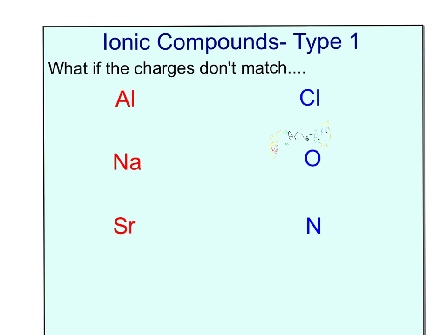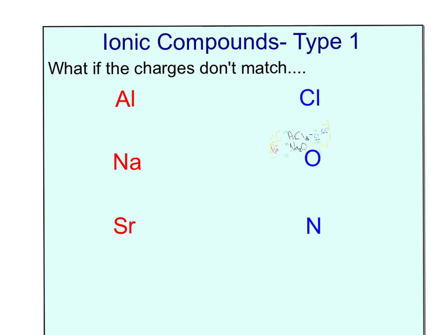So now I've got 2 sodiums, so I'd write this as Na2O. Writing in a subscript, showing that I need 2 sodiums. This also works if the charges are a little different. So strontium is +2, where nitrogen is -3.